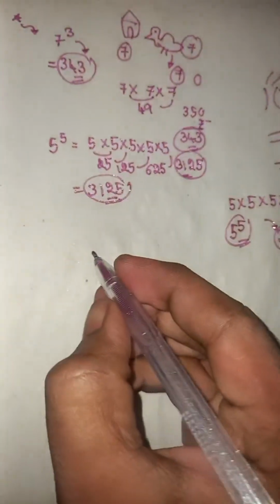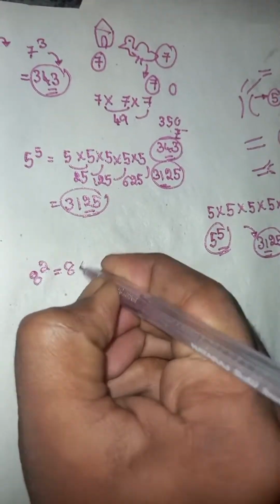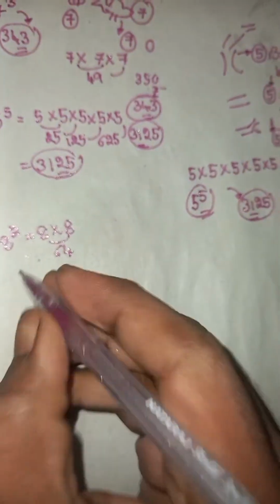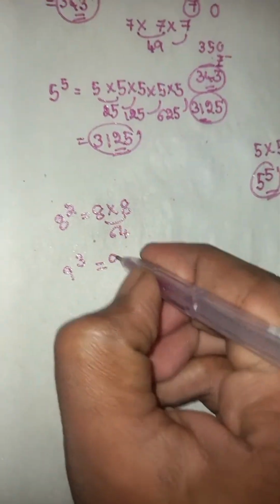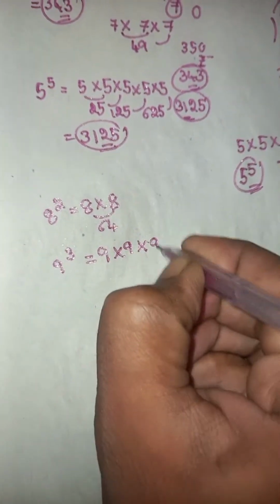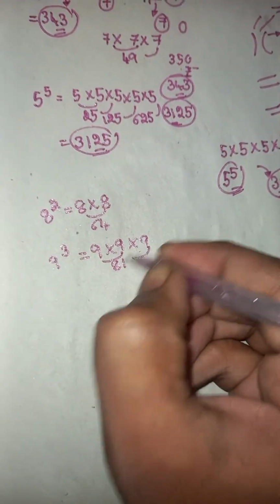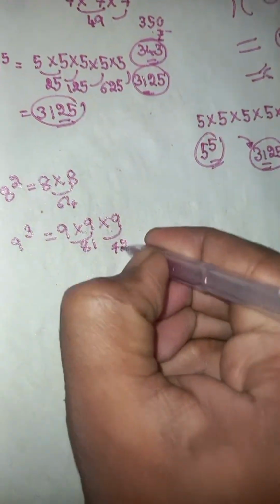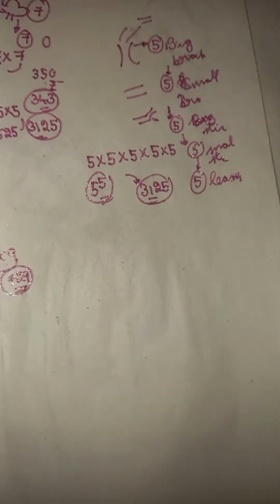You may now know the value of different exponents. 8 squared is nothing but 8 times 8. 8 times 8 is 64. So you can find out what 9 cubed is. 9 cubed means 9 times 9 times 9. 9 times 9 is 81. 81 times 9: 9 times 80 is 720, plus 9 is 729. That is the actual value of it.